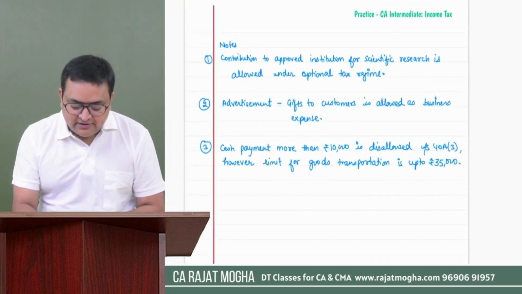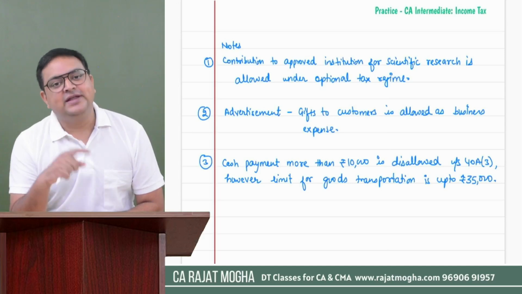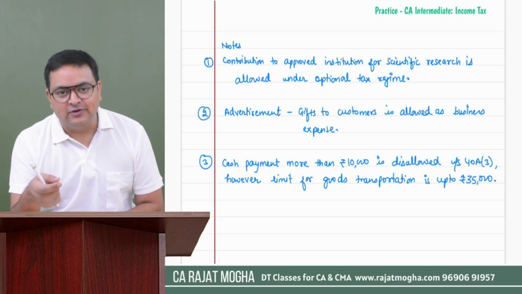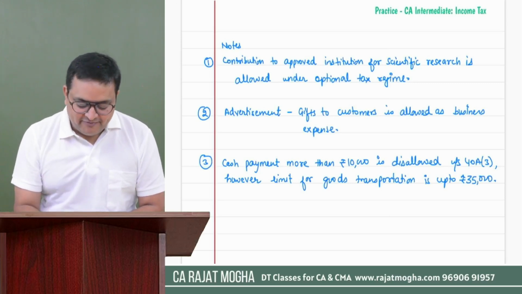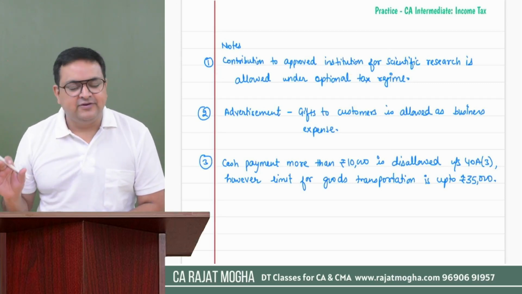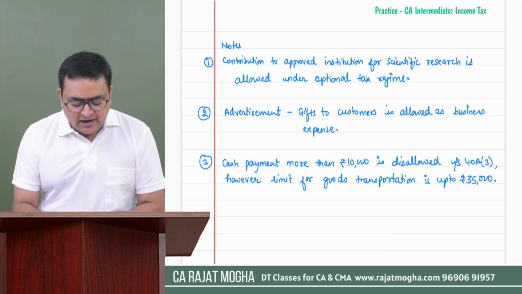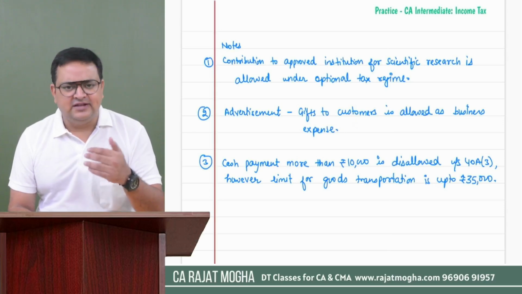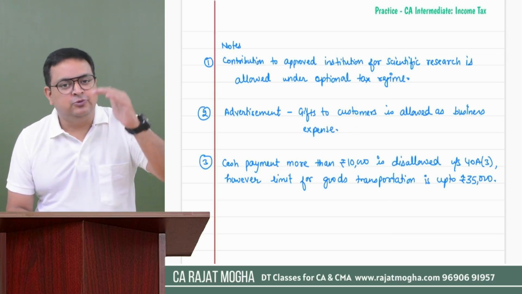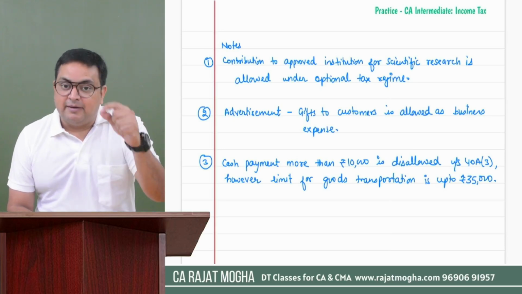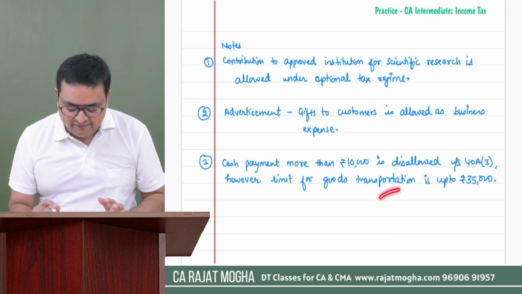And also please mention the notes, because there were certain points which were mentioned by the examiner, but we have not taken them into our computation. We have to ignore them. So we have to tell the examiner why we are ignoring those points. Here I have mentioned that contribution to an approved scientific research institution is allowed. That is no problem under the optional tax regime. Advertisement gifts to customers are allowed as sales promotion expenses, and cash payment to a goods transport operator is allowed up to the amount of rupees 35,000, and here we have made it within that limit, so we are okay with it, right?